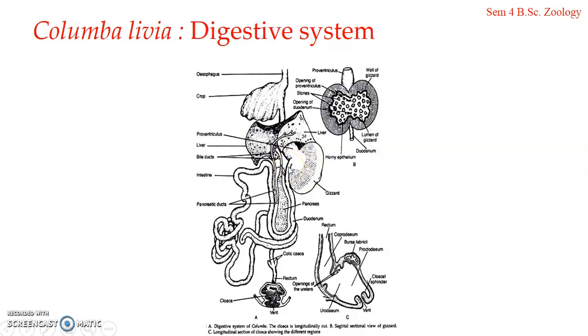Then the duodenum forms a U-shaped loop, and it encloses the pancreas within. Between the two limbs, this is the proximal limb of the duodenum, and this is the distal limb, and you can see the pancreas is enclosed within the two limbs.